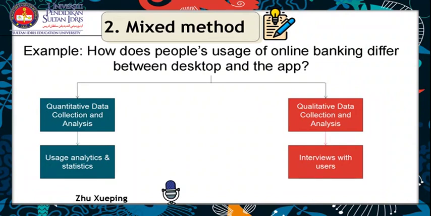And this is a mixed methods research example. Let's imagine that we are researching a subject: how do people's usages of online banking differ between the desktop and the app? The value of quantitative methods is that the team can view the usage analysis, such as how many people use the desktop whilst the mobile app, and look at other usage statistics.